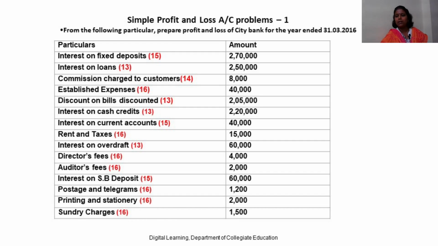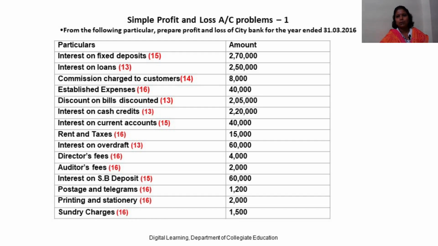Interest on overdraft. Overdraft facility. Okay, so this will again be an income to the bank, and since it is income, it is schedule number 13. Director fees, auditor fees: both are operating expenses, so both will come under schedule 16.